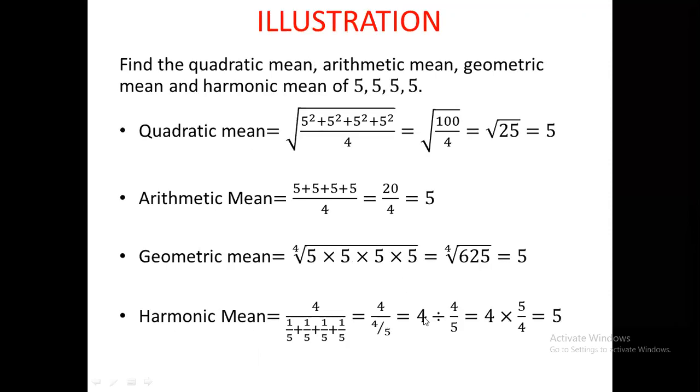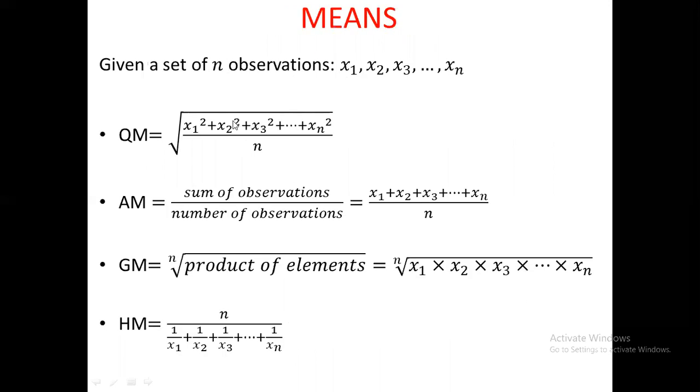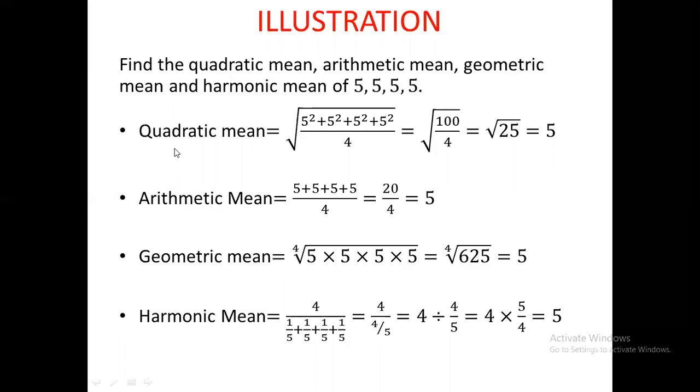So we have: find the quadratic mean, arithmetic mean, geometric mean, and harmonic mean of 5, 5, 5, 5. So we have 4 fives here. I want to find the various means I've mentioned so far. For the quadratic mean, you take the square of each observation, divide by the number of observations, then take the square root. That's exactly what we did here: 5 squared plus 5 squared plus 5 squared plus 5 squared. There are 4 of them, so we divide by 4, and we then take the square root. So 5 squared is 25, so this is 25, 25, 25, 25. If you add them, you have 100. 100 divided by 4 gives us 25. The square root of 25 is 5.